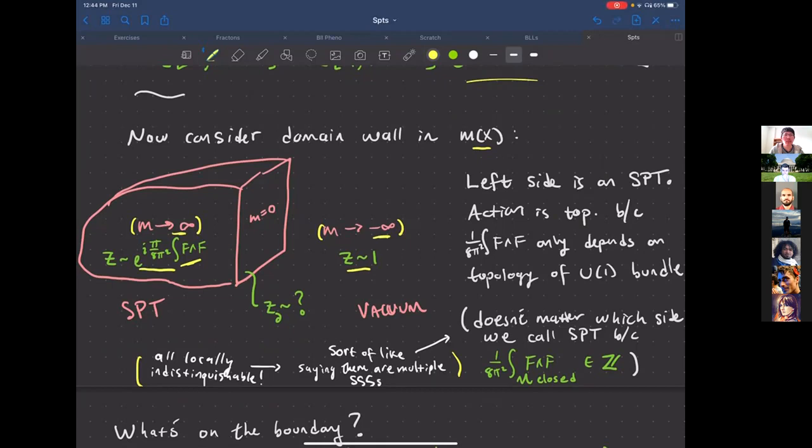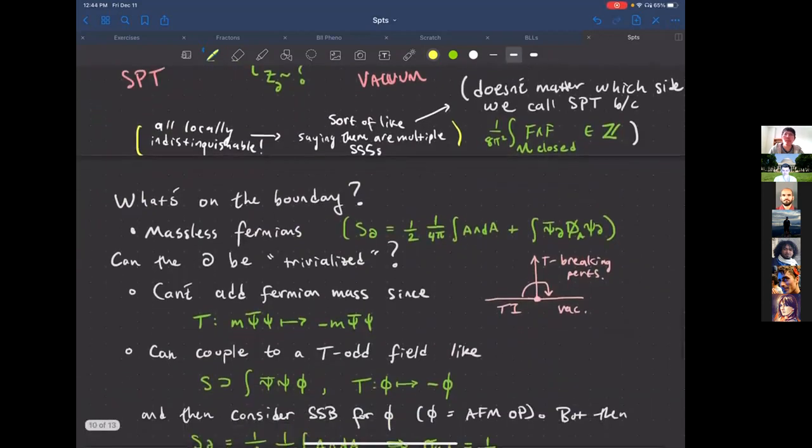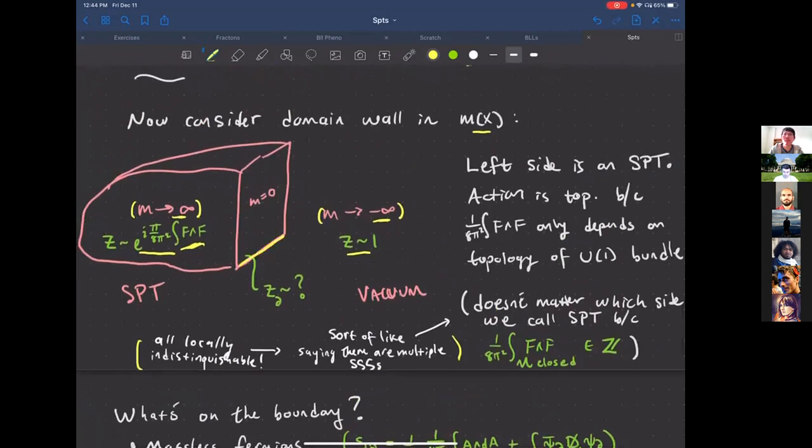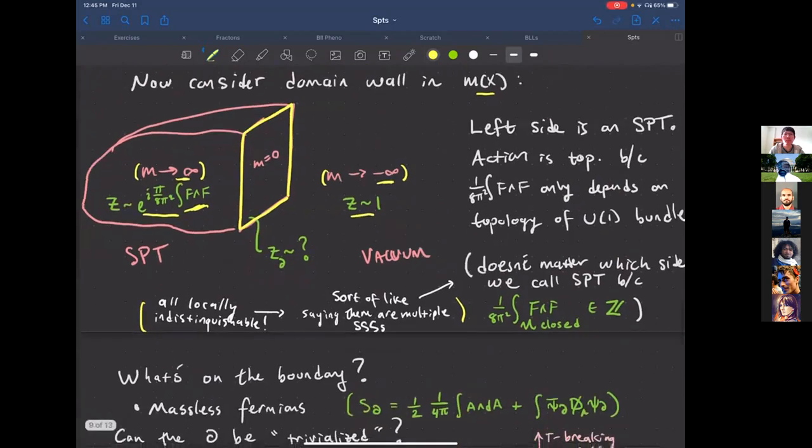As I was saying above, there are no local degrees of freedom on either side, so the m goes to +infinity and m goes to -infinity sides are locally indistinguishable. The only difference is this global thing. I guess I don't really have anything else to say on that. I'm going to talk about this boundary more closely. I was saying above that boundaries of SPTs have to be non-trivial in some sense, so let's see how that works in this context.